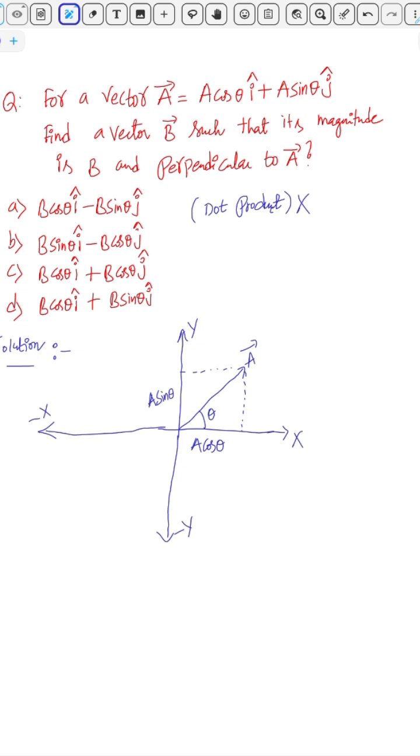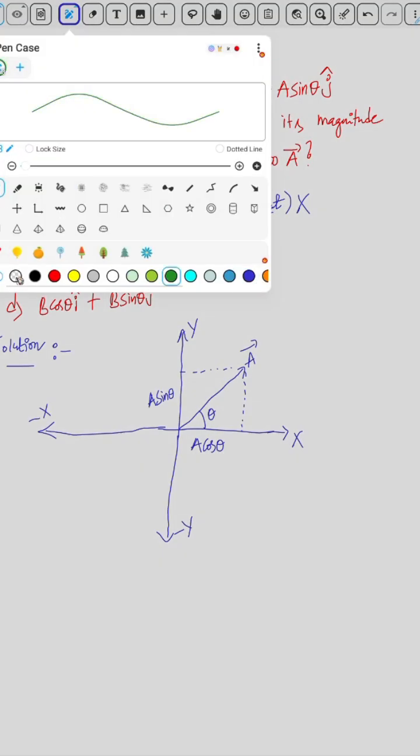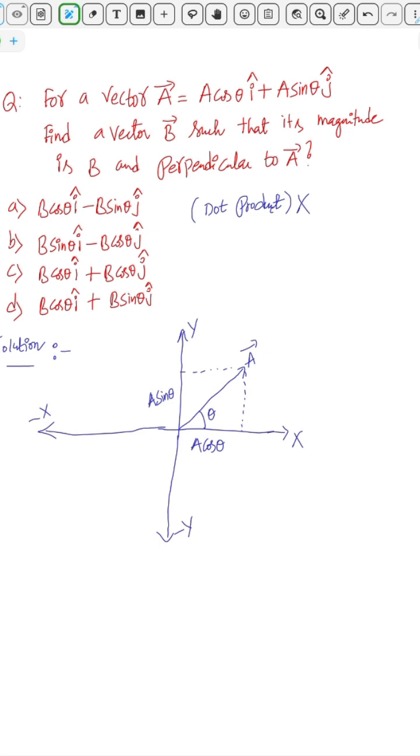Now we want to find a vector whose magnitude is b and it must be perpendicular to a. So what I am trying to do here is, let me take a separate color. I am just considering a new vector. That vector must be perpendicular to vector a bar. So that's why I am drawing one more vector here. Let me consider this vector whose magnitude is b, and the angle between a bar and b bar must be 90 degrees. So this is 90 degrees.